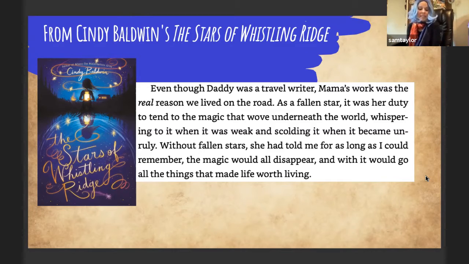So Ivy says about her family, "Even though Daddy was a travel writer, Mama's work was the real reason we lived on the road. As a fallen star, it was her duty to tend to the magic that wove underneath the world, whispering to it when it was weak and scolding it when it became unruly. Without fallen stars, she had told me for as long as I could remember, the magic would all disappear, and with it would go all the things that made life worth living."